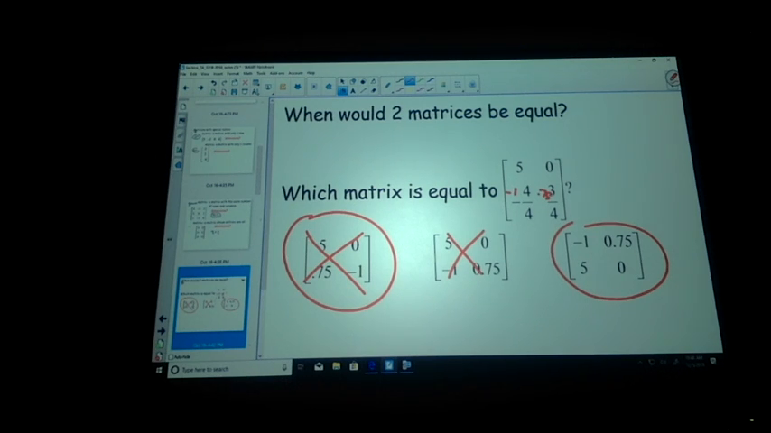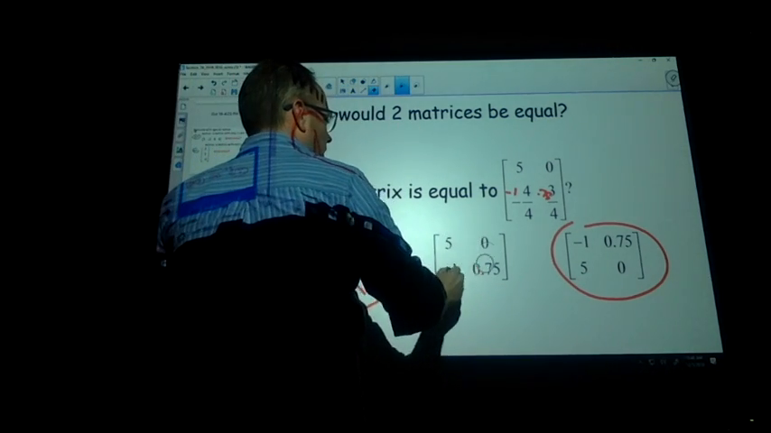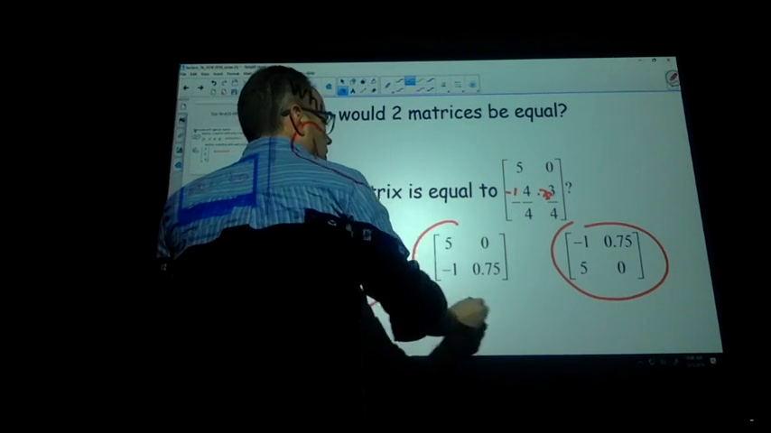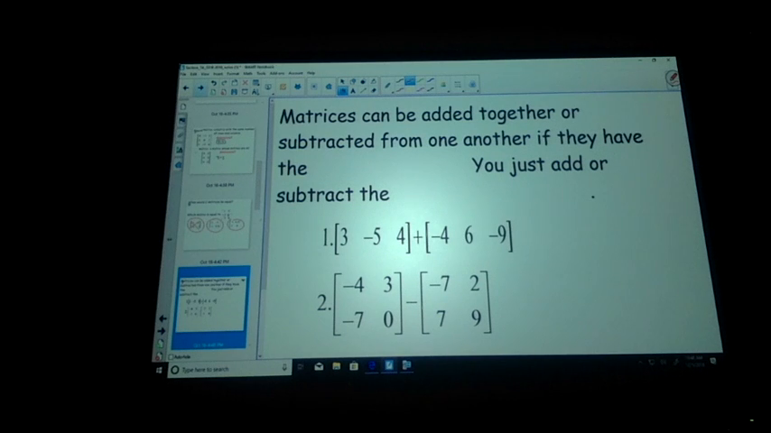Middle one works, 5-0. Oh, that one works. Oh, see, if you guys weren't here, I would just be making errors. So those are equivalent. Those are equivalent. I'm sorry, 5-0, -1. Perfect. All right.